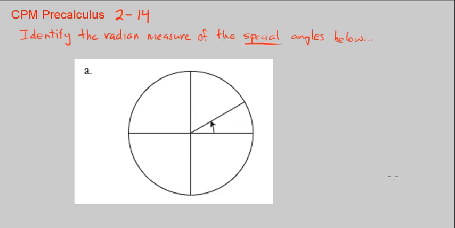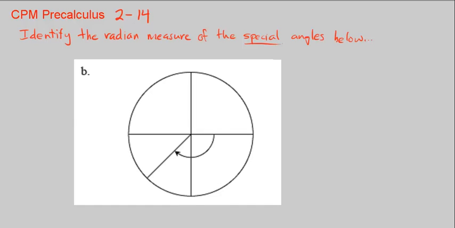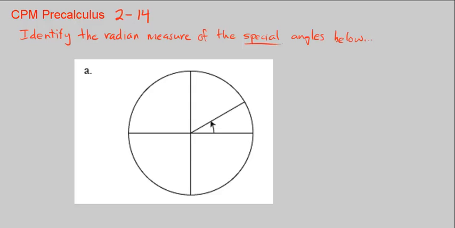This is CPM Precalculus, Chapter 2, Number 14. So here we have two special angles that are used in the unit circle. We have A and we have B. In both of them, we want to identify the radian measures for the angles shown.